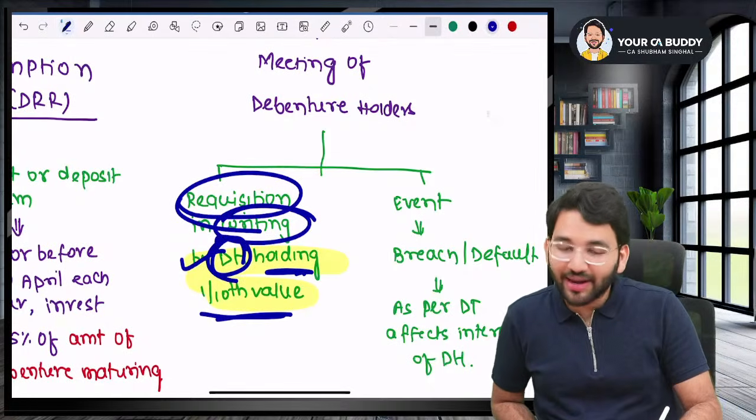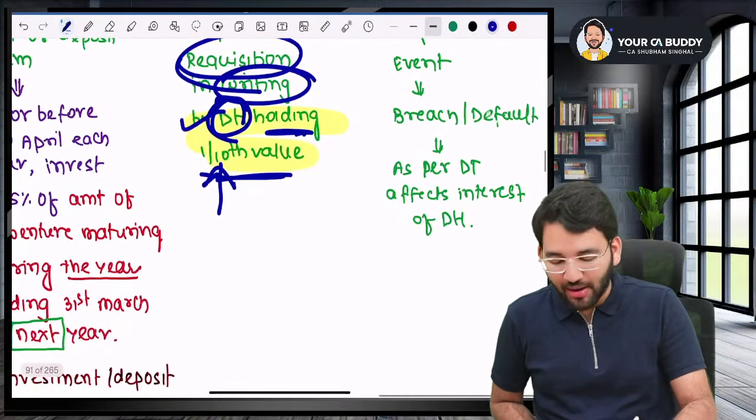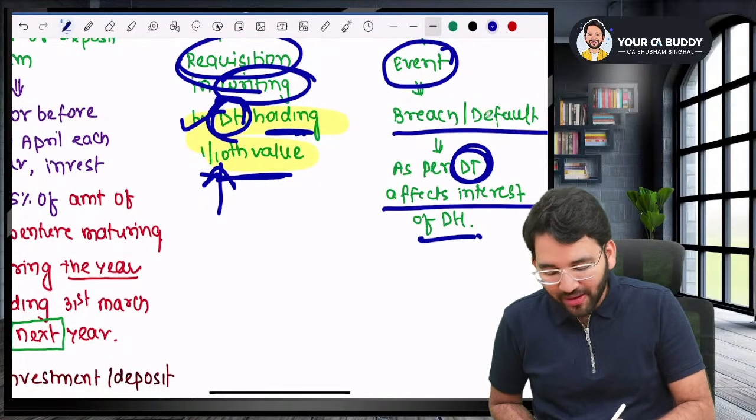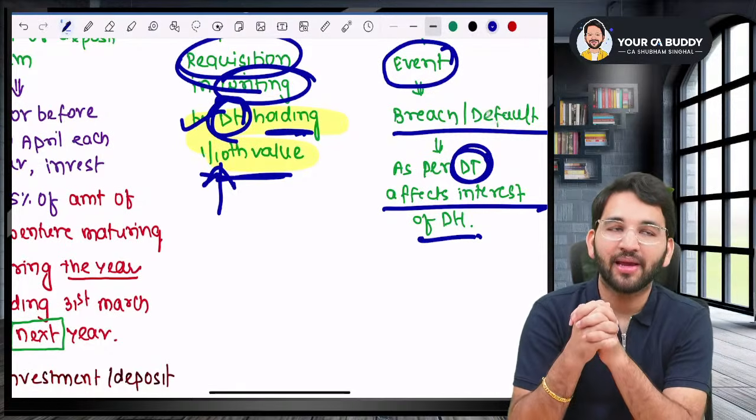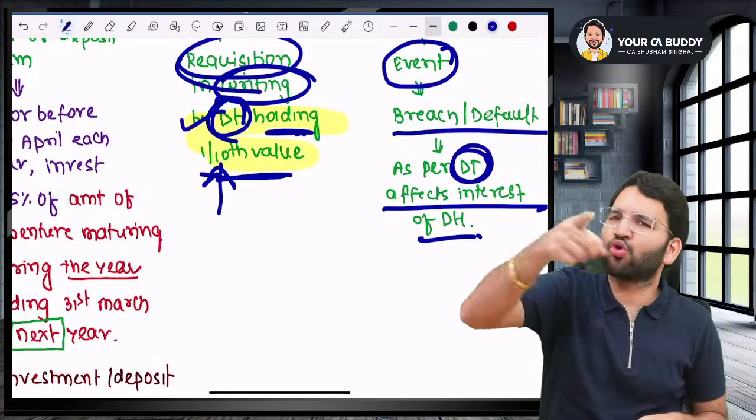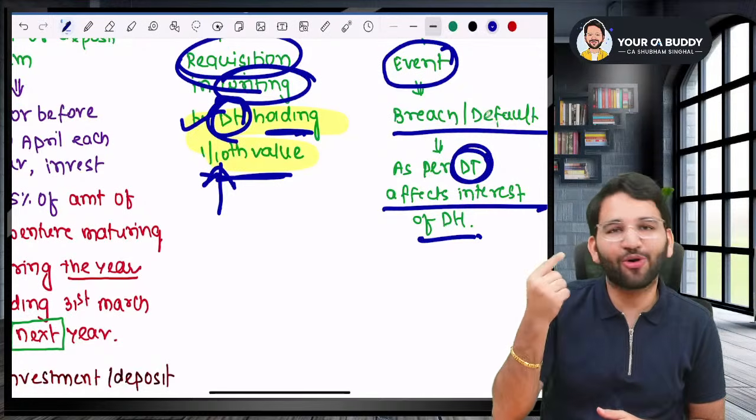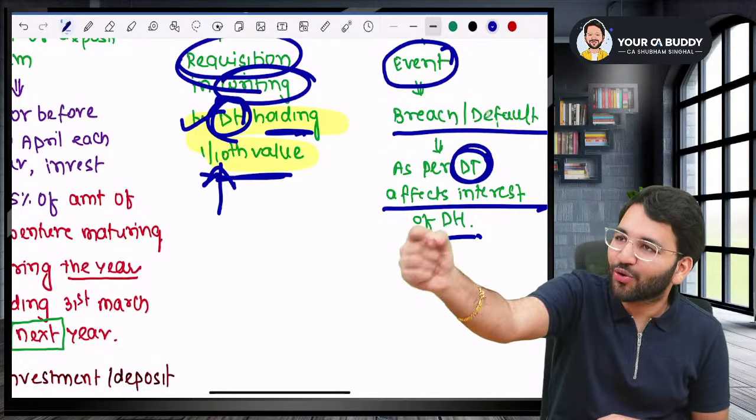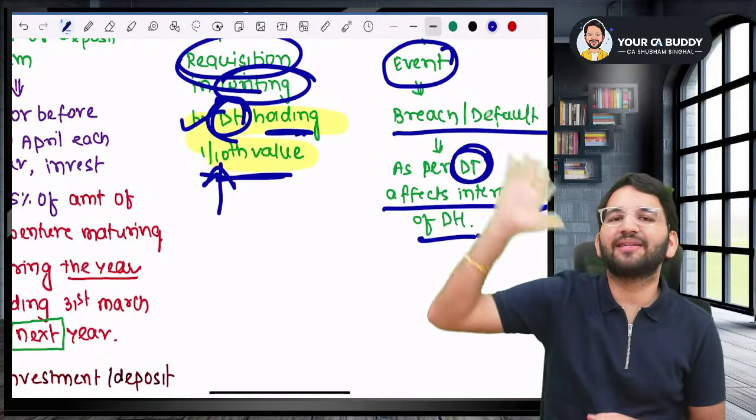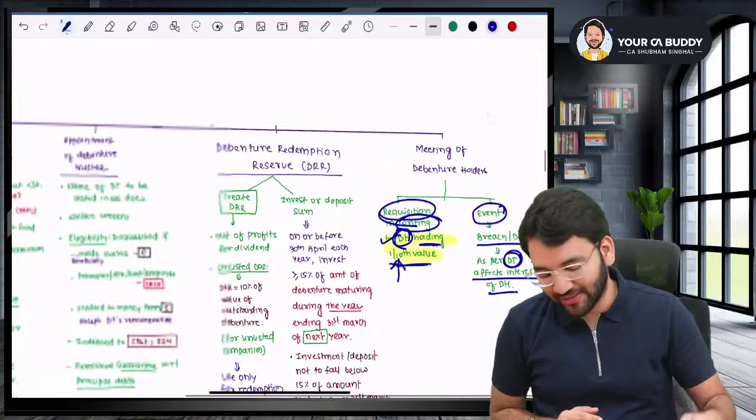If debenture holders are asking for the meeting, you'll call for the meeting. Or if there is any event of breach or default, as per the debenture trustee, which may affect the interest of debenture holders. If something wrong has happened in the company and the debenture trustee thinks that we should call for a meeting of debenture holders, then he will call for the meeting. So either the debenture holders have requested at least 1/10 in value, or if there is a breach or default, he will call for the meeting of the debenture holders.